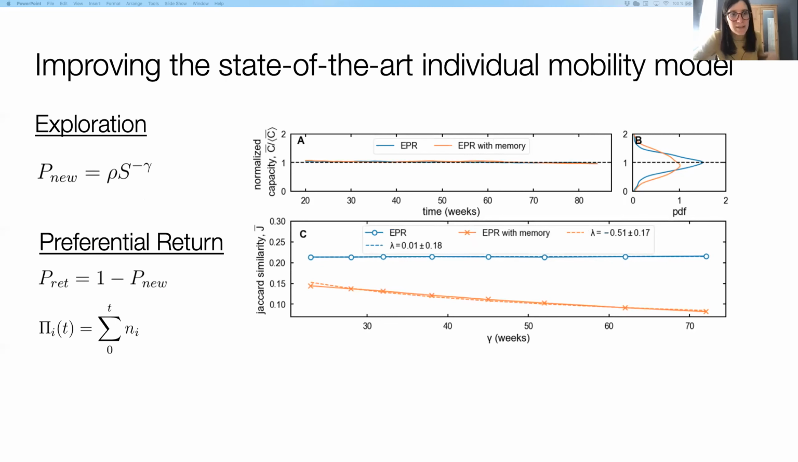And what we find when we add memory is that the model improves incredibly. As you can see, the blue line here is the Jaccard similarity of the activity space over time for the original model. When we include memory, we have the orange line, which shows the slow drift that we also observe in real data. So introducing memory in the model allows for the empirical observation that the activity space is drifting in time.